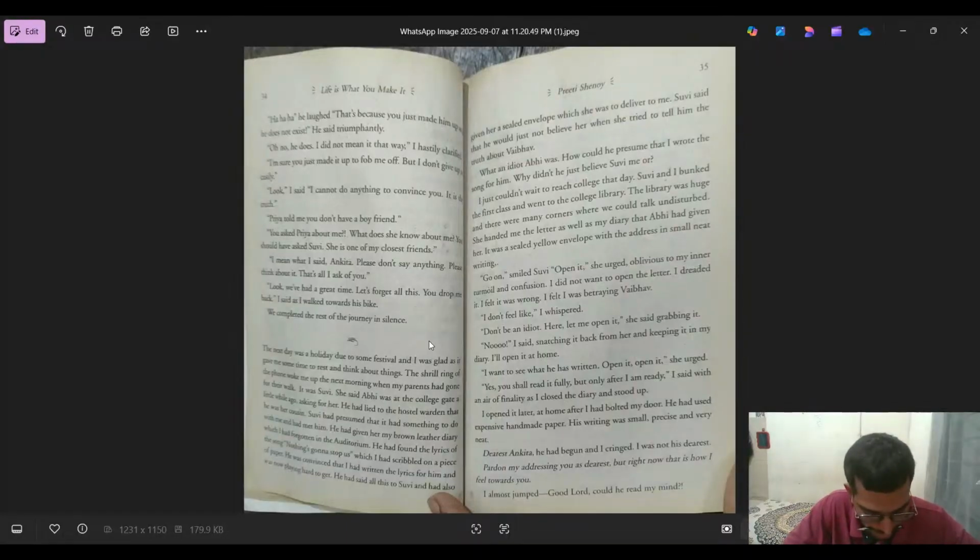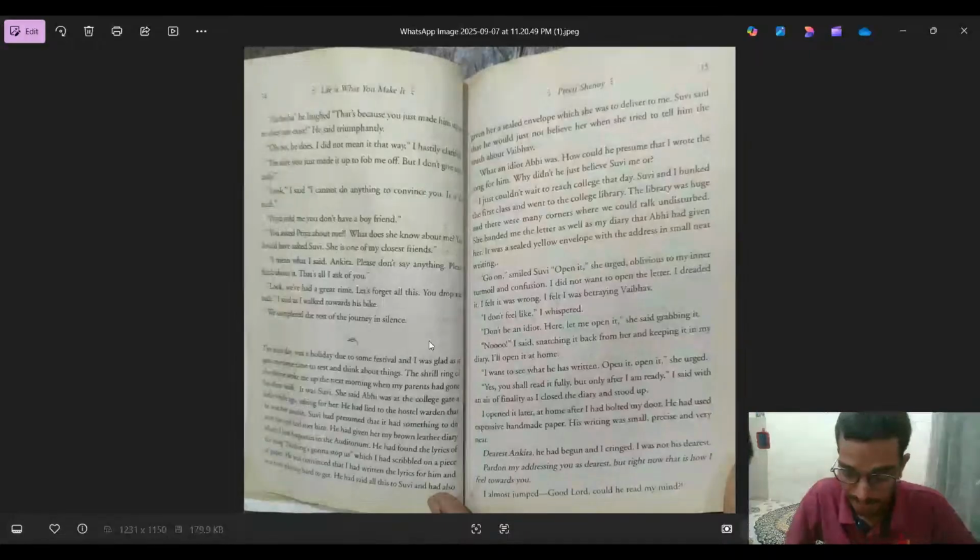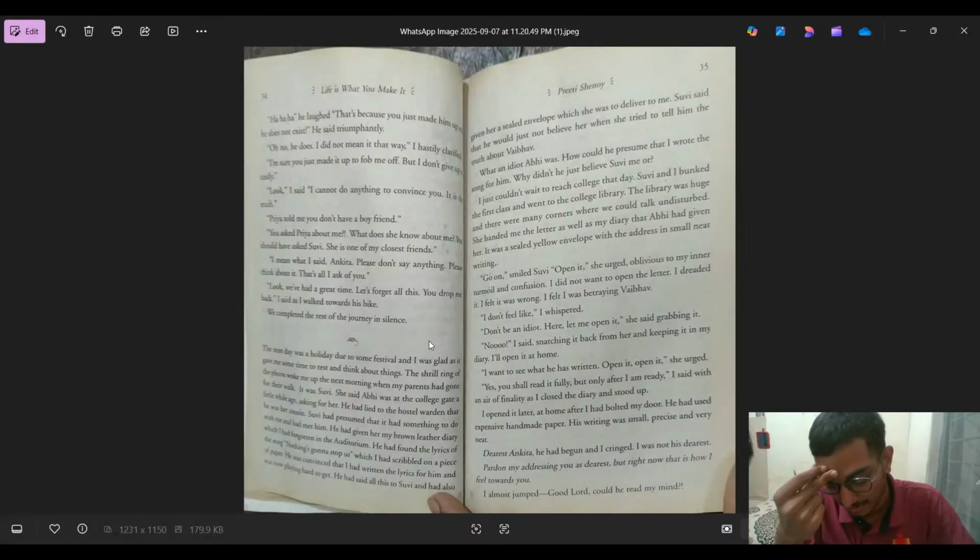He had found the lyrics of the song "Nothing Gonna Stop Us," which I had scribbled on a piece of paper. He was convinced that I had written the lyrics for him and was now playing hard to get. He had said this to Suvi and had also given her a sealed envelope which she was to deliver to me. Suvi said that he would just not believe her when she tried to tell him the truth about Pepper. What an idiot he was! How could he presume that I wrote the song for him? Why didn't he just believe Suvi, or me?